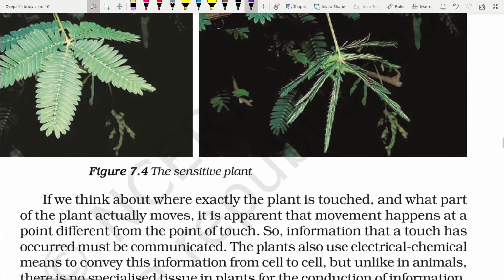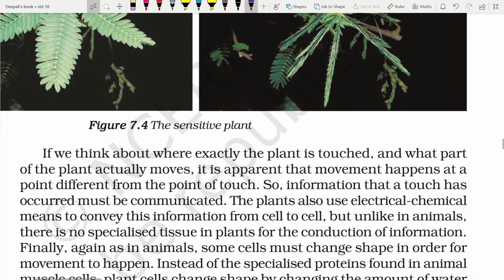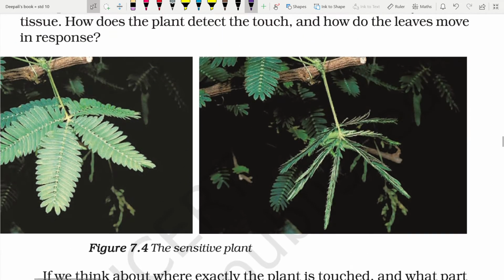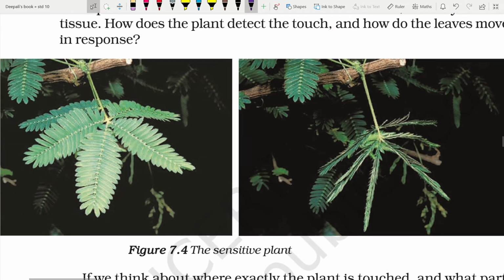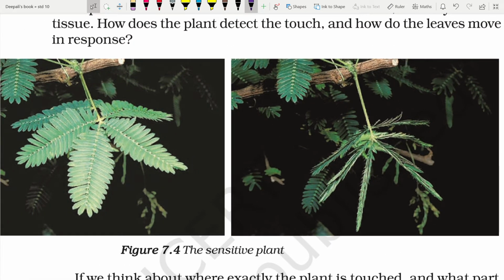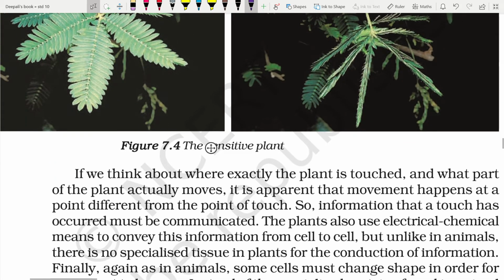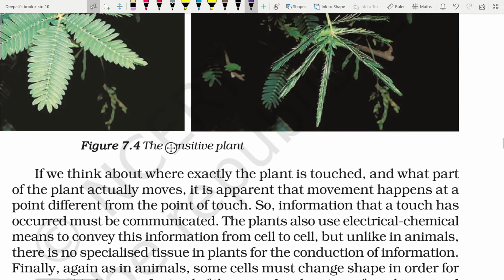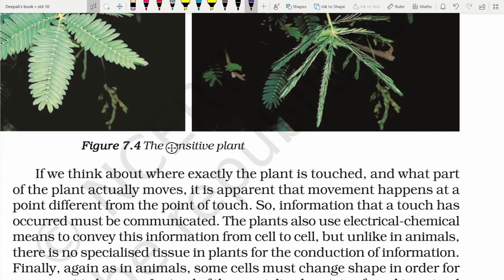For an example, let us think of a sensitive plant like Mimosa pudica as shown in the figure. The first diagram is showing the normal plant, but the second diagram is showing the response to the stimuli where the leaves have been folded. How did this happen? What happened to the leaves and what mechanism worked in folding the leaves?